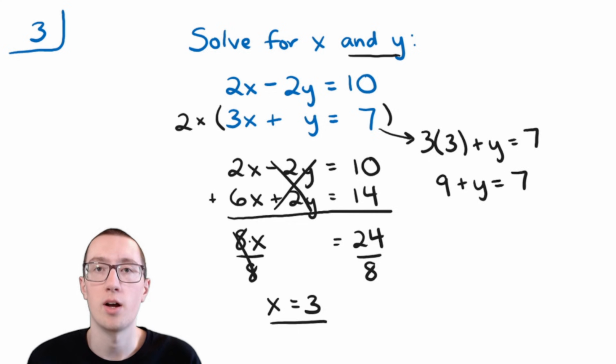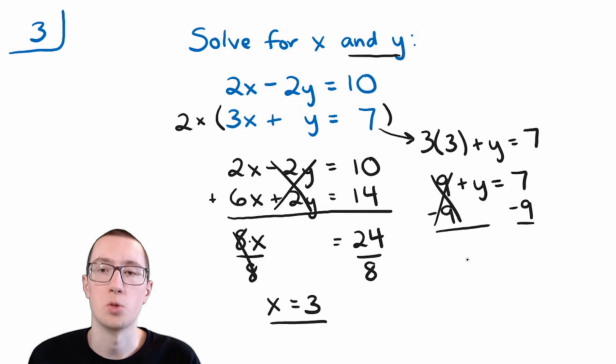And now we just need to get y by itself. So 9 is being added to y. So to get rid of it, we need to do the opposite of addition, which is subtraction. So we will subtract 9 from both sides. These cancel out. And on this left side, we're just left with y equals, and then 7 minus 9.